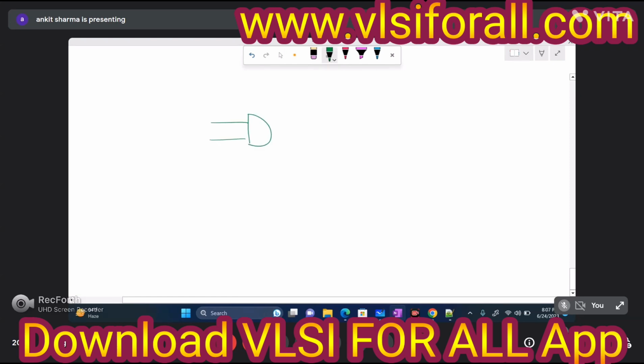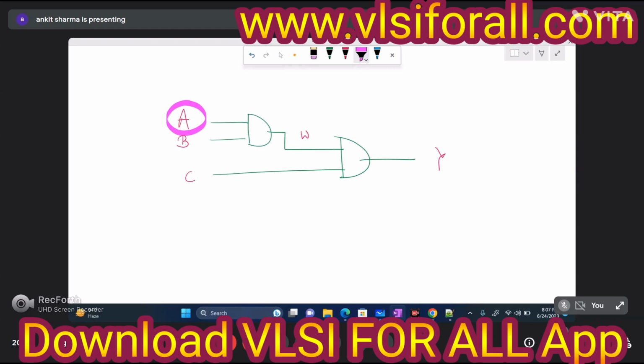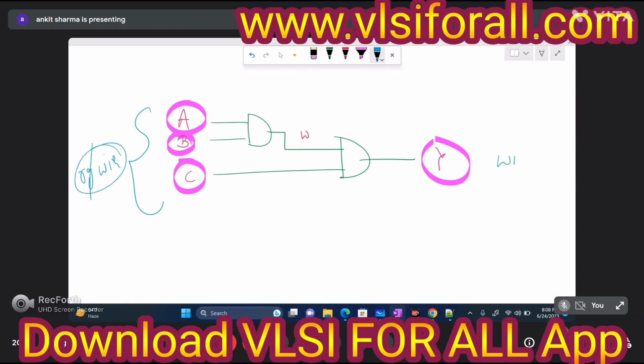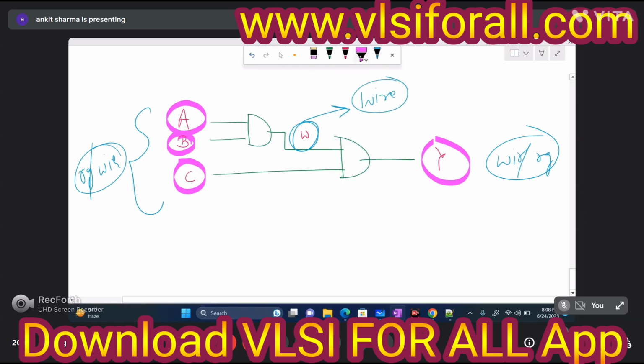Sir, where will we use these in the hardware? So try to understand. You have a circuit like this. Here you have A, B, C, Y, and this W. Here A, B, C, and Y, we have an option: either they could be reg or they could be wire, according to the situation. But this is the internal signal. It has to be of wire type only.